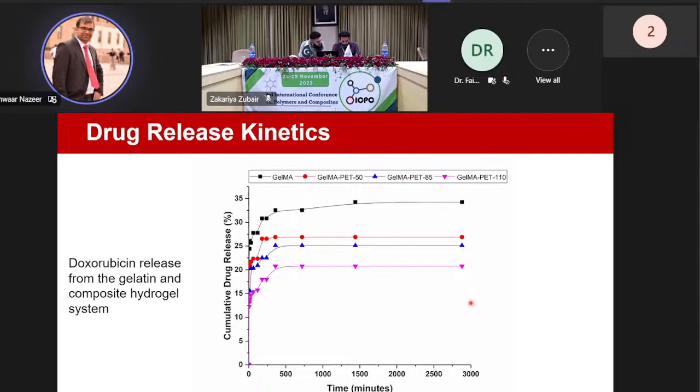The drug that we had entrapped in this one, we tried to monitor its release kinetics from these scaffolds. When we were having the GelMA hydrogel alone, we were having the fast release from the system. But as we are increasing the grammage of the non-woven fabric, like from 50 to 110, we can see that the release is controlled, or we can say that sustained release is observed in case of composite hydrogel.